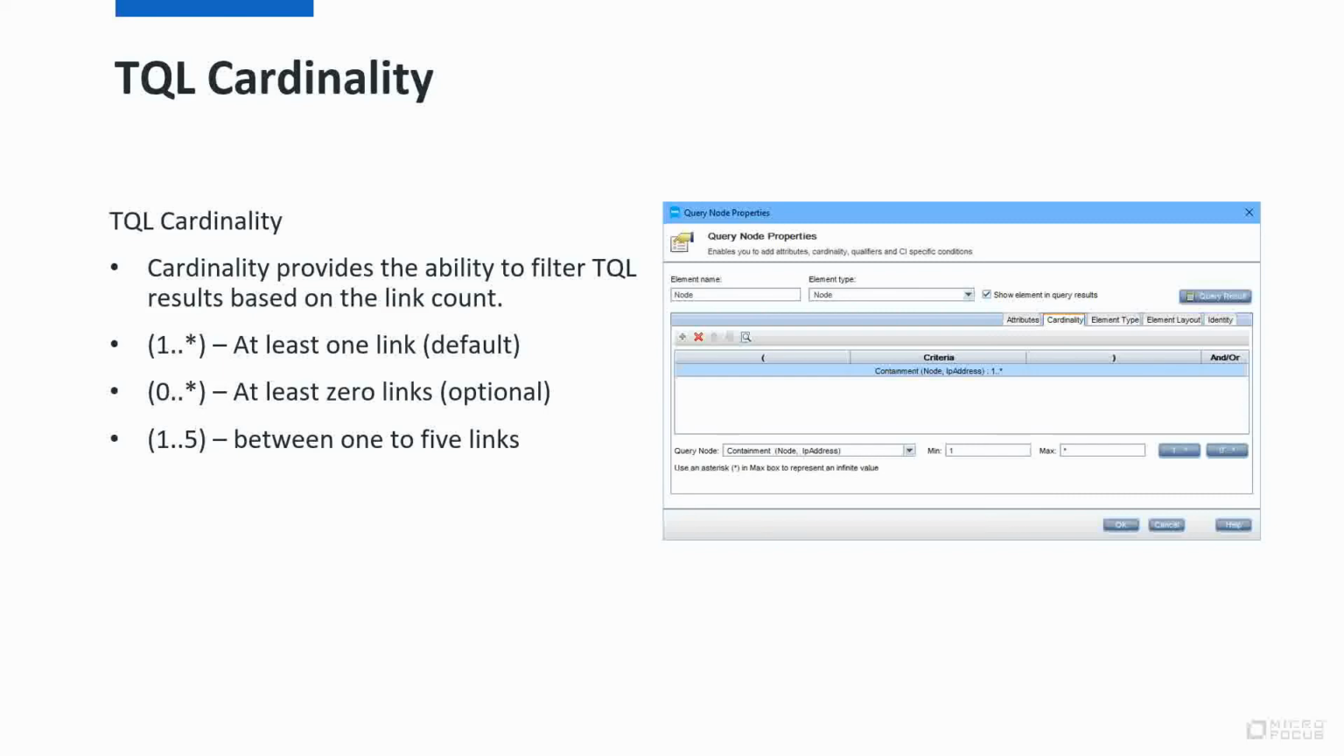Likewise, you can specify cardinality. There are a couple of buttons over here. This one-to-many and zero-to-many are the two most common operators that we use. One-to-many being there's at least one and maybe an infinite number. Zero-to-many meaning show that CI even if it's not connected to the second CI. In this case, we would read this as a containment link between a node and an IP address, from the node to the IP address, where there's at least one IP per node, at least one, but there could be an infinite number.